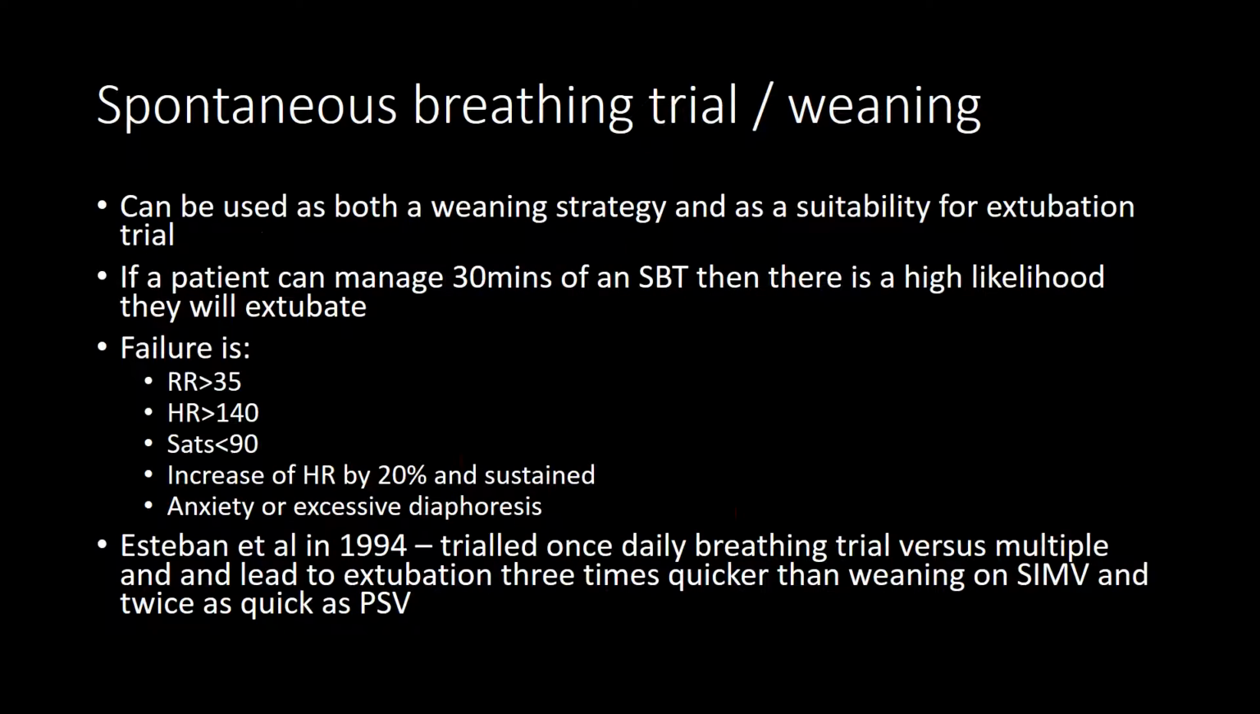One of the more commonly used methods now is a spontaneous breathing trial. It can be used both as a weaning strategy and also to determine if they're suitable for extubation. If they can manage half an hour on a trachea mask with no assistance, they're probably going to do okay.